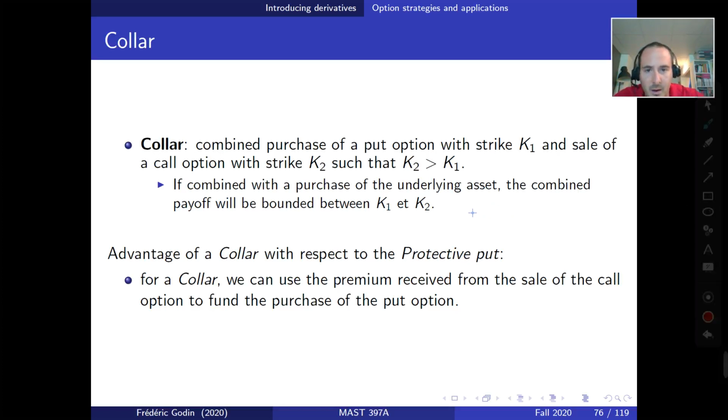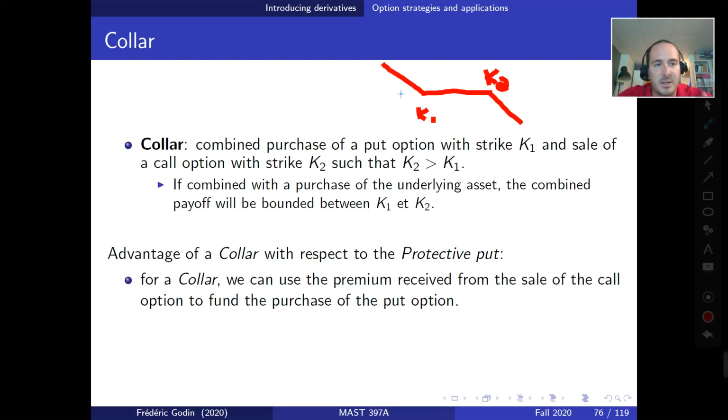So if you look at the payoff simply of the strategy, you will get something like this. You purchase a put, so it looks like something like this, and something like this. So this is K1 and this is K2. So this is a collar. In itself, you could look at it and say this entails speculating on the market price of the asset going down. But often the collar is combined with the purchase of the underlying asset.